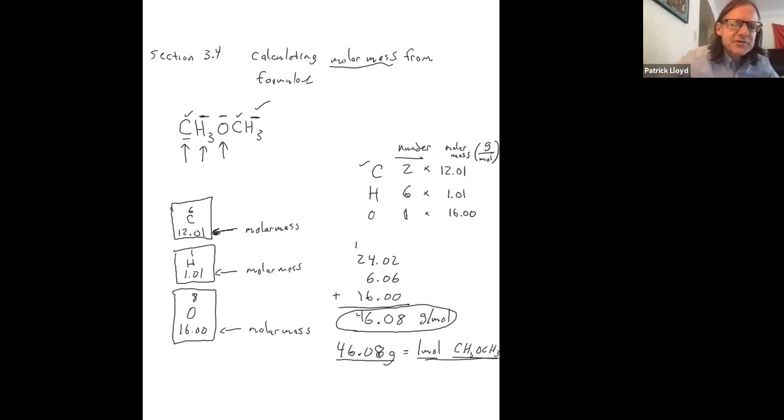I'm just going to look and see if there's anywhere they give you kind of more complicated formulas. Let's see. Well, that's interesting. Oh, let's look at this one. So here's another one. Again, finding the molar mass from the chemical formula.